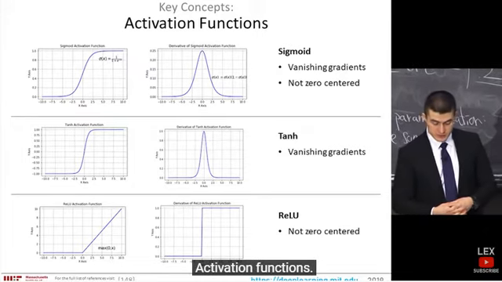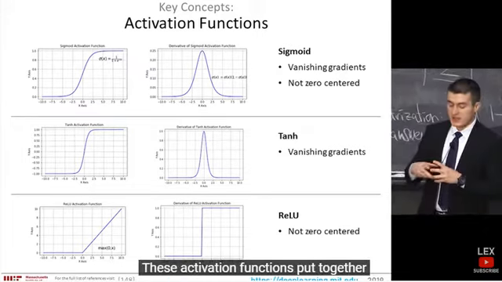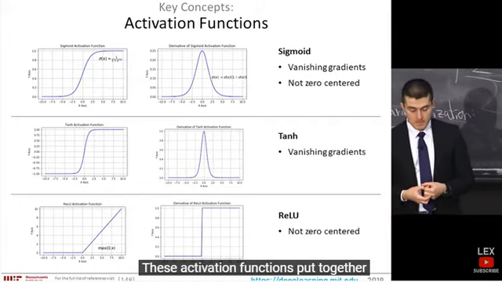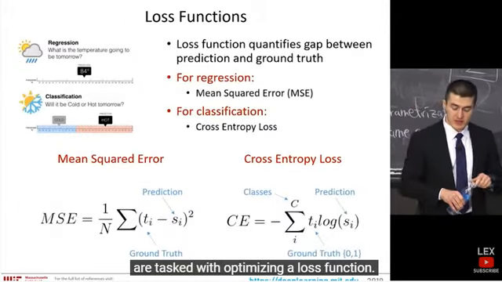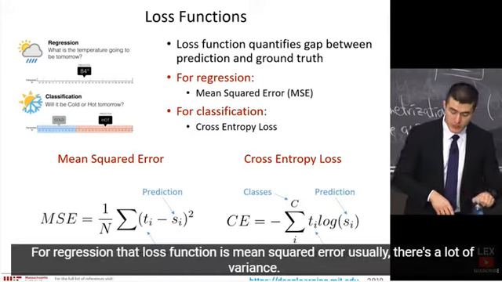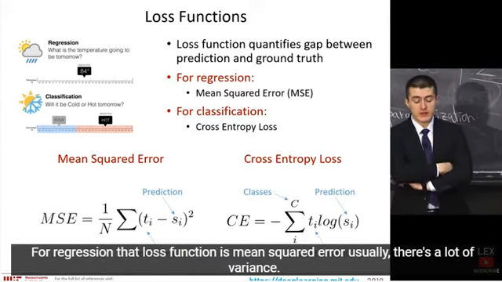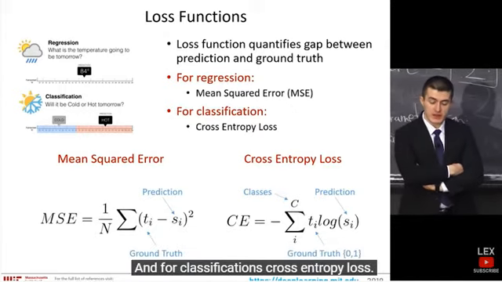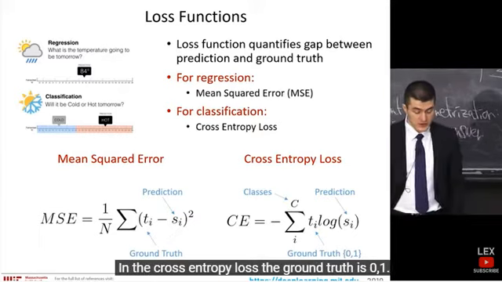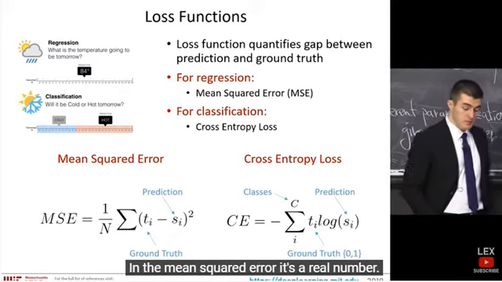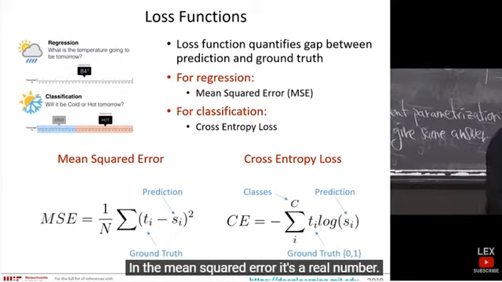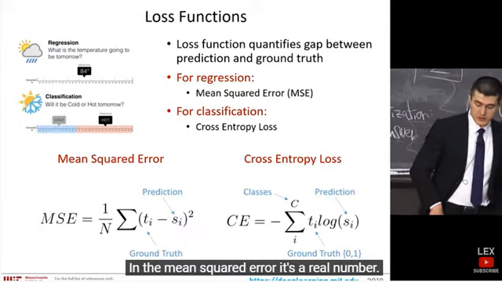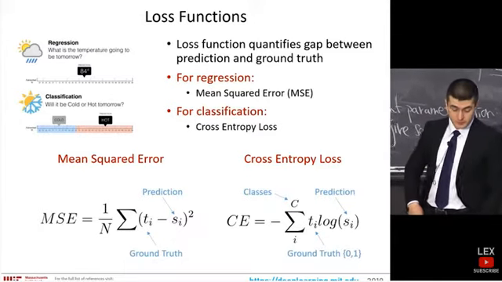Activation functions. These activation functions put together are tasked with optimizing a loss function. For regression, that loss function is mean squared error, usually. There's a lot of variance. And for classification, it's cross-entropy loss. In the cross-entropy loss, the ground truth is 0, 1. In the mean squared error, it's real numbered.